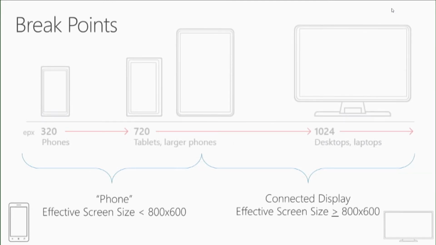So when you're looking at the phone, you think of an effective screen size of less than 800 by 600. And on the connected display, an effective screen size of greater than or equal to 800 by 600. This is general guidance, and you can actually use other triggers other than breakpoints, like input methodologies or any other triggers that you think are appropriate. But note that if you use these breakpoints, it benefits you in a UWP no matter which screen you're running on.